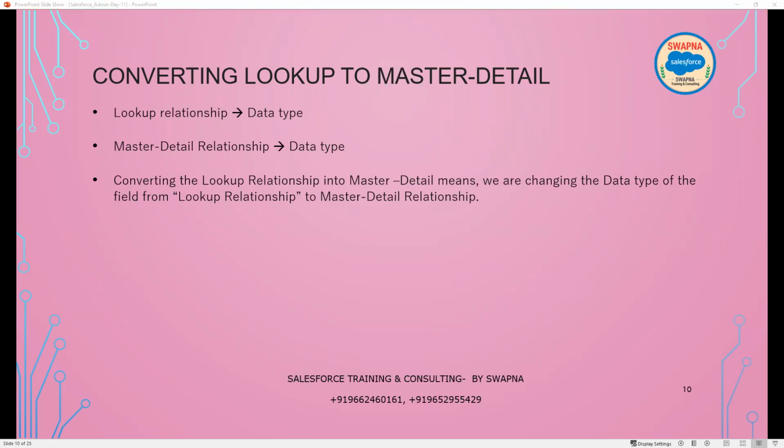Now, whenever we want to convert from the lookup relationship to the master detail relationship, what all things are needed? Can I do it directly just by going to the field, clicking the edit button, and updating the data type? Can I do it directly, or do I need to do any prerequisites? We'll see that. Take a note of it.